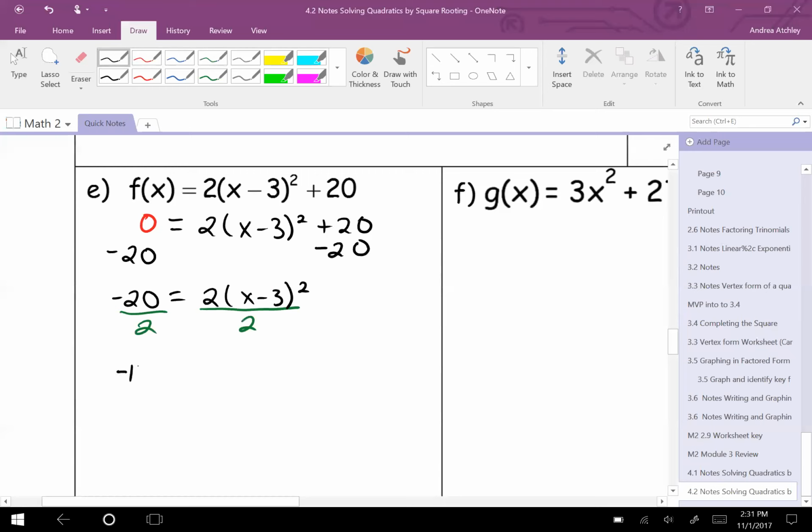So that's going to give me negative 10 equals the x minus 3 squared. Now I can square root. Do I know the square root of negative 10? No. What's wrong with that? Yep. It's imaginary. Remember, this right here tells me it's imaginary.